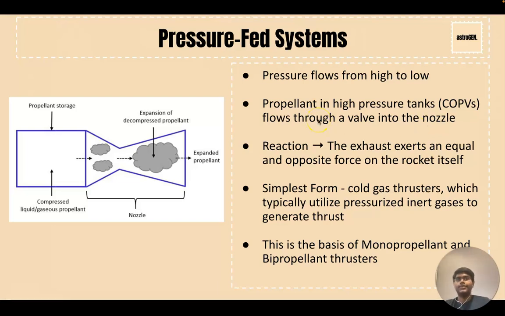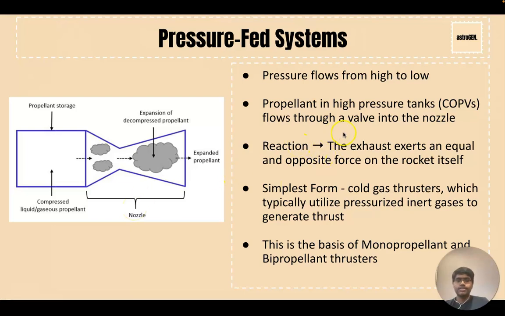Usually they're pressurized to hundreds and hundreds of bar. And there's going to be a valve around here in this image. Once that valve opens, all that pressurized propellant leaves the nozzle. This is what's called a cold gas thruster. It's the simplest kind of pressure-fed system, which uses inert gases, usually nitrogen, to generate thrust.